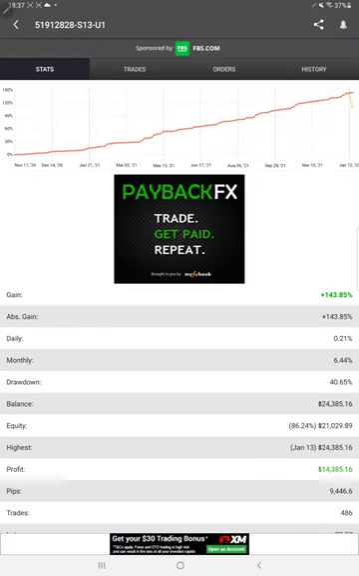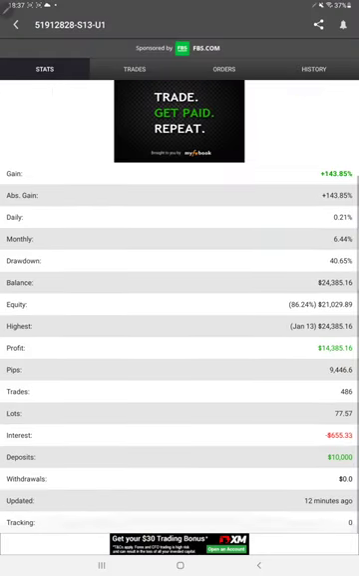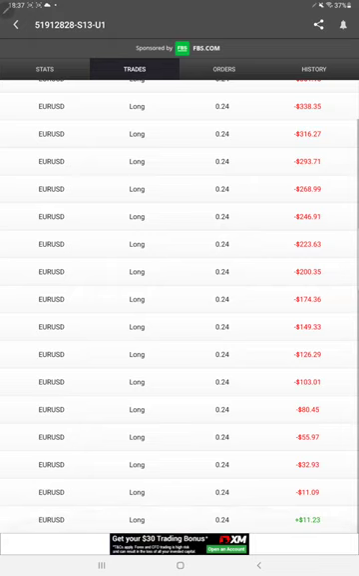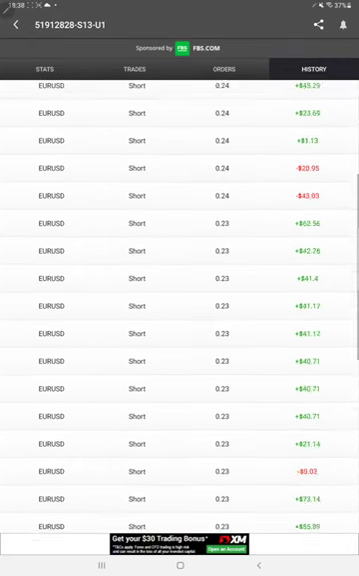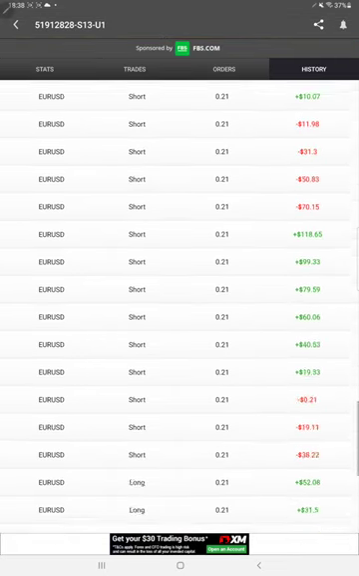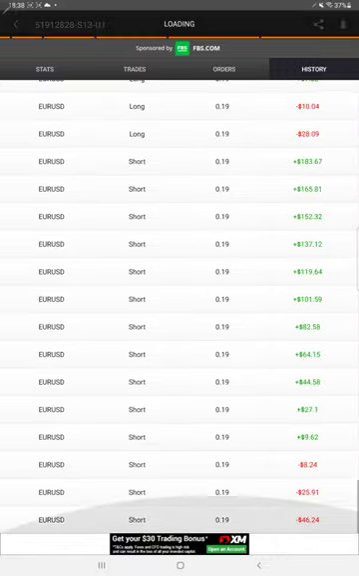Starting with a new update with the MyFxBook. So here we have a MyFxBook update and all the details can be verified. This is the total gain, 143%, daily return, monthly return. This is the current balance, total profit, capital investment amount, and it was just updated 12 minutes ago. So all these details are available on MyFxBook. Here are the trades, orders and the history as per the buy or sell with the EURUSD, profit and loss, it is updated here. So all these details can be verified from MyFxBook.